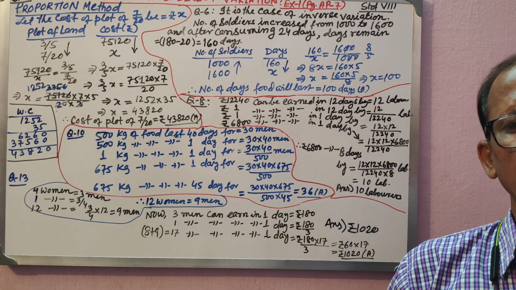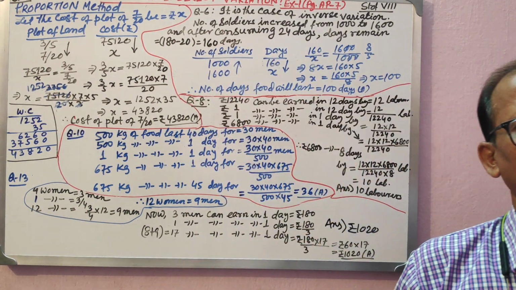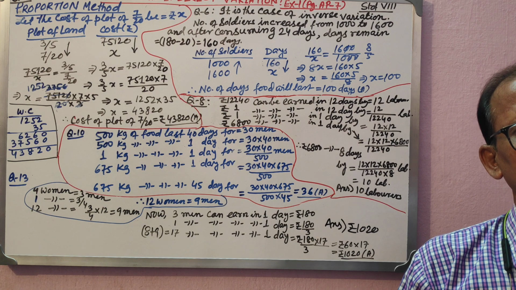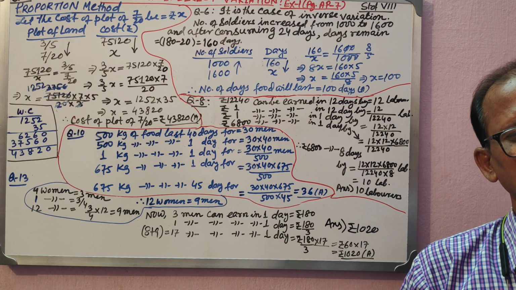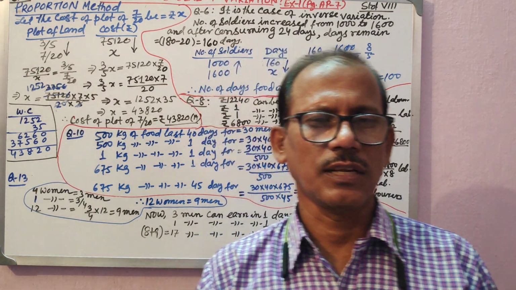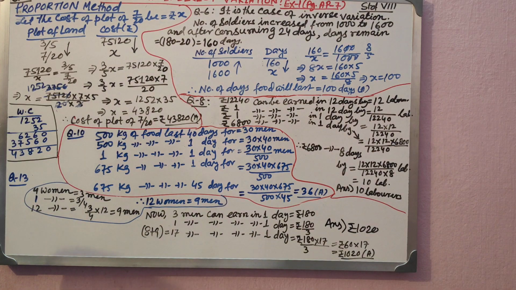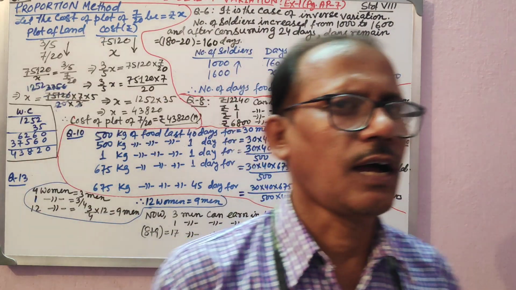This type of word problems can be solved. This type of word problem has two cases. One case is direct variation, another case is indirect variation. What is direct variation? Why will we call it direct variation? Once I will take an example.